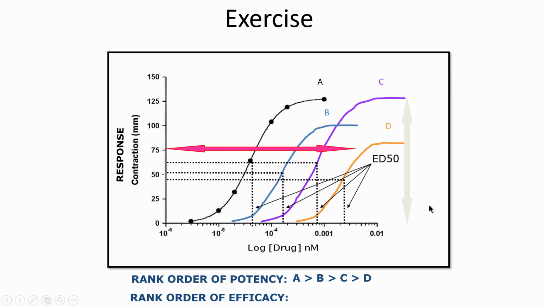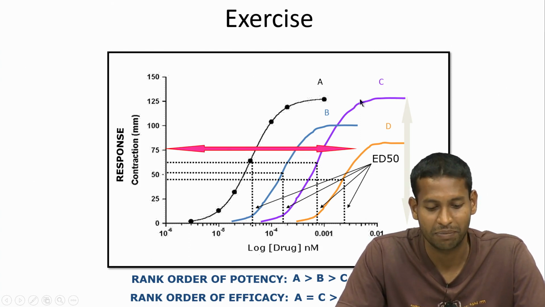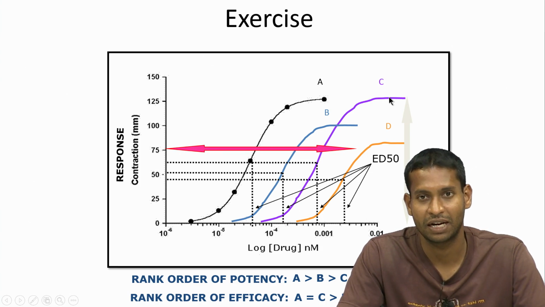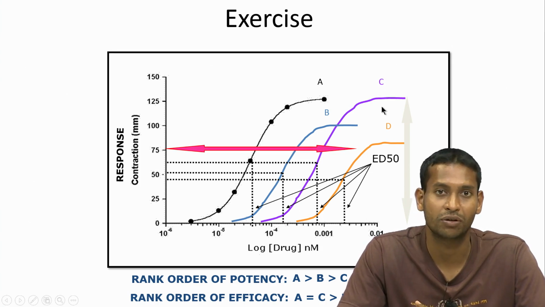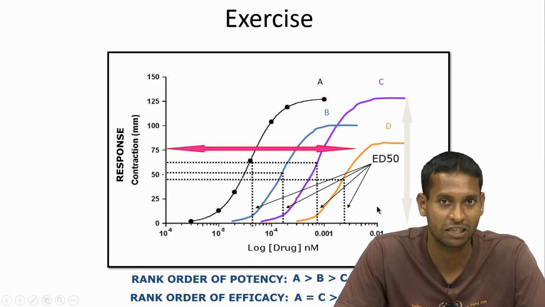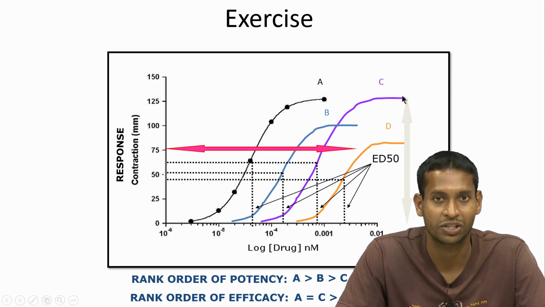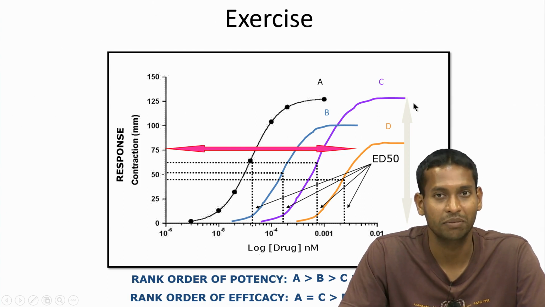Okay, so if we look at it now, we are basically asking what is the response that these are giving. We see that the maximal response that A can give is about 125 millimeter and so does C. So, that means that both A and C are giving similar efficacy to each other, even though A will give that efficacy at a very low concentration compared to C. Remember this is on a log scale, so we are talking about 100 times lower concentration than C, but in terms of efficaciousness both of them give a similar maximal response.